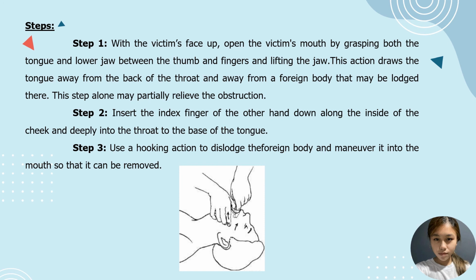For step 2, insert the index finger of the other hand down along the inside of the cheek and deeply into the throat to the base of the tongue. Step 3, use a hooking action to dislodge the foreign body and maneuver it into the mouth so that it can be removed.